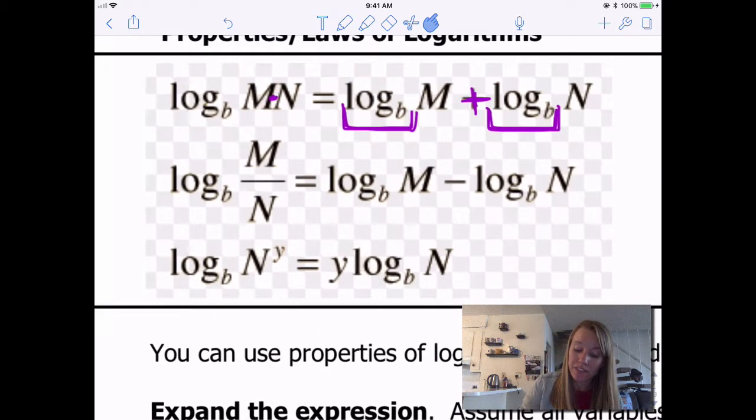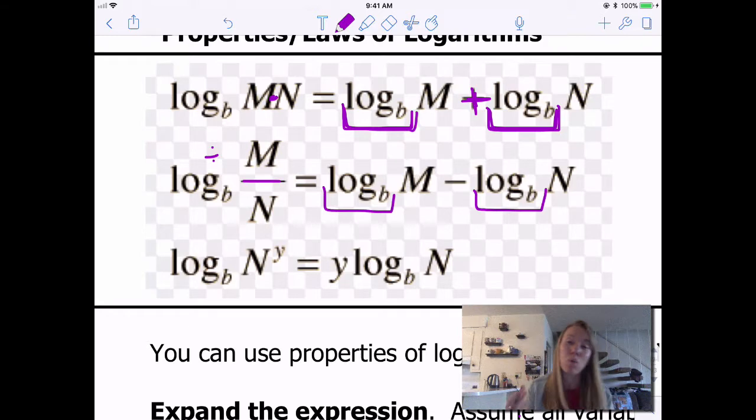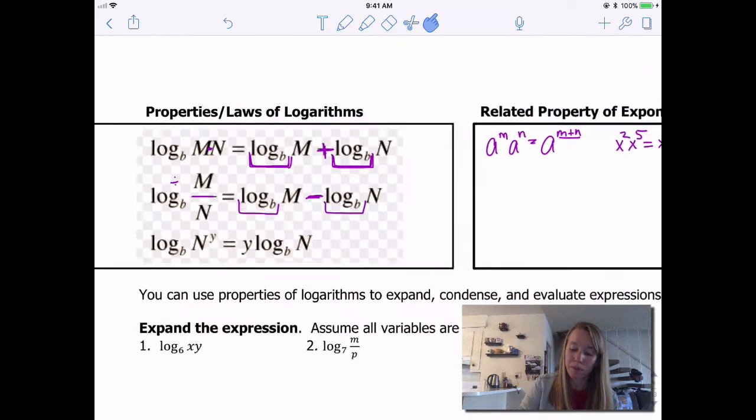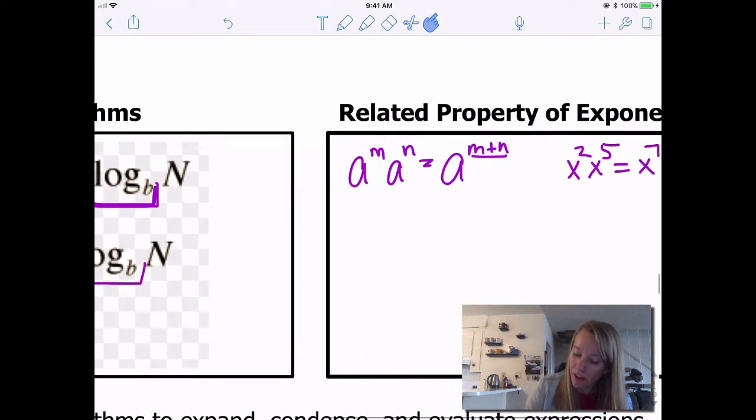The next one is division. I have log base b of m over n, so this is division. Then I can write log twice, so log base b of m and log base b of n, but the way I split it up this time is subtraction. Think about why that makes sense with exponents. If I have a to the m over a to the n, I take those powers and I subtract them, m minus n.